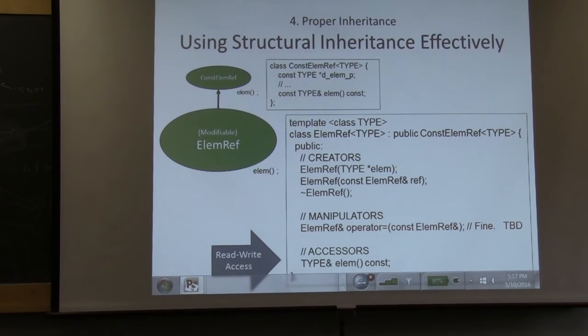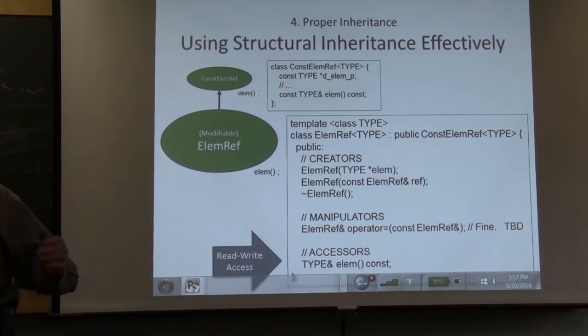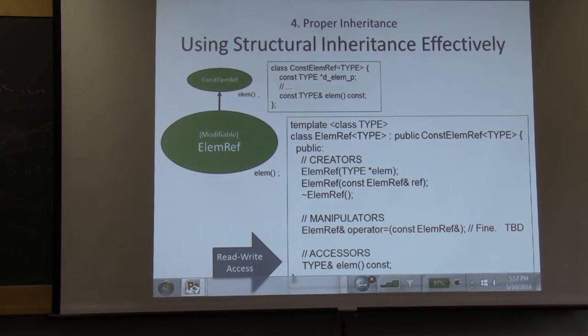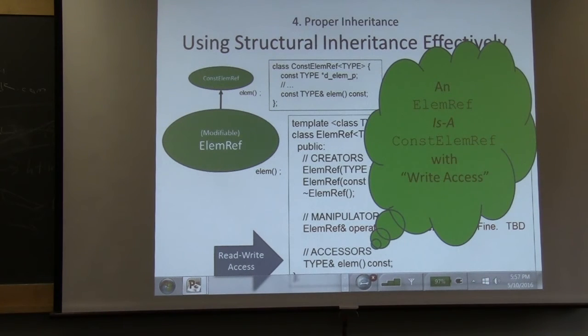And then the last one is, we're going to take away the const and say you can actually write to this. Now, people notice, I took away this const. I didn't take away that const because that's not the point. The point is I'm giving you writable access to whatever this points to. Okay? All right. An element ref is a const element ref with write access. You could use a modifiable element ref in any situation at all where you can use a const element ref. Therefore, this is proper. It's not improper, right? Like my daughter says sometimes, well, you're not wrong. At least here, we're not wrong.